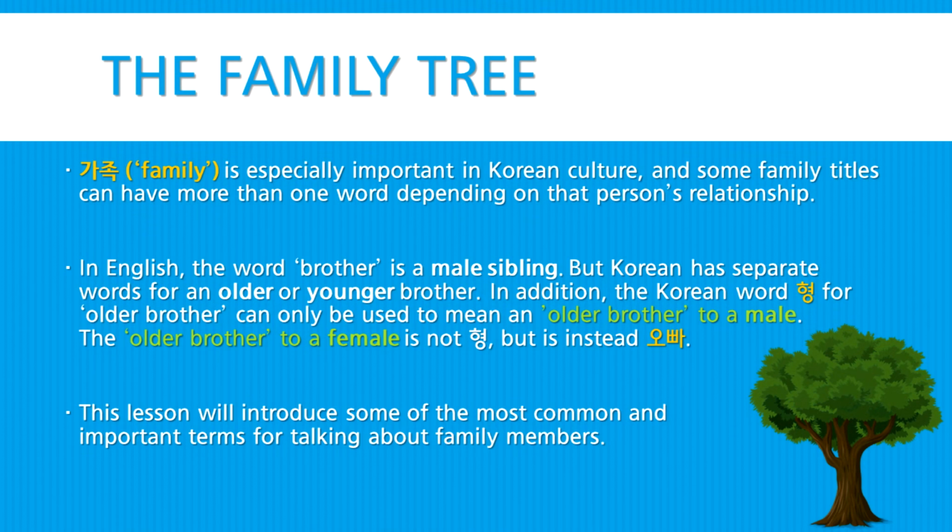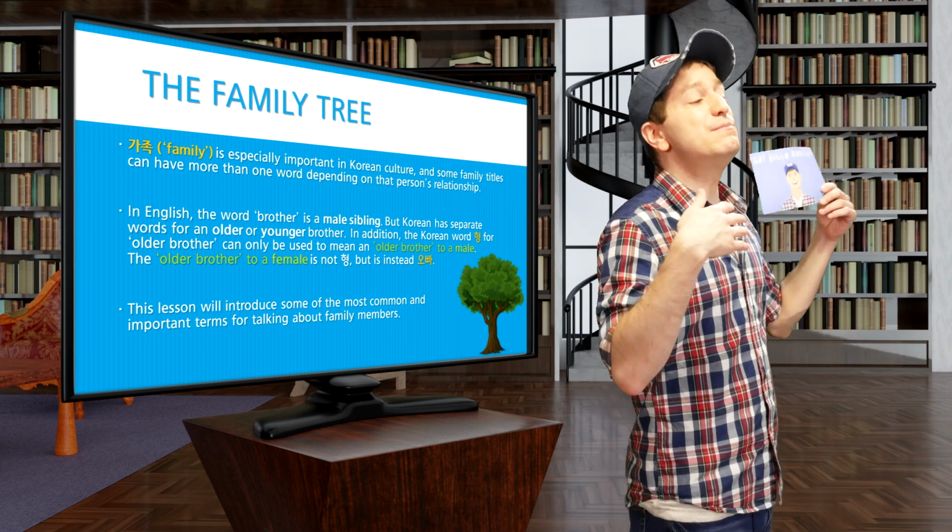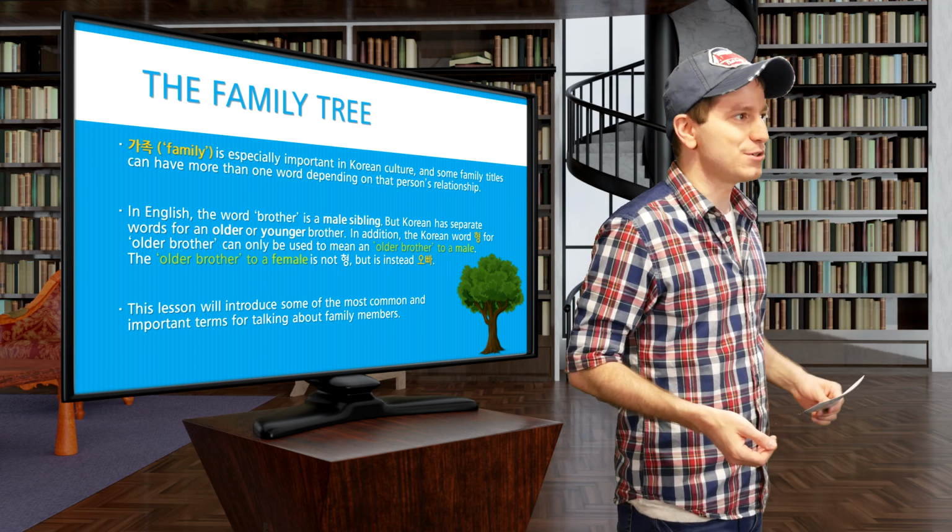In English, the word brother is just a male sibling, but Korean has separate words for an older or a younger brother. In addition, the Korean word 형 for older brother can only be used to mean an older brother to a male. The older brother to a female would not be 형, but instead 오빠. And this lesson will just introduce the most common and most important terms for family members in Korean.